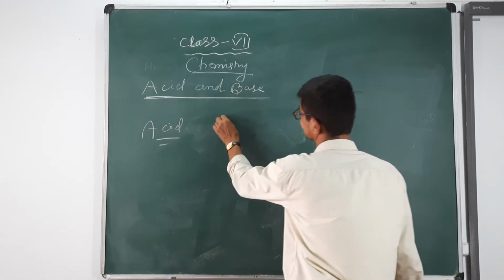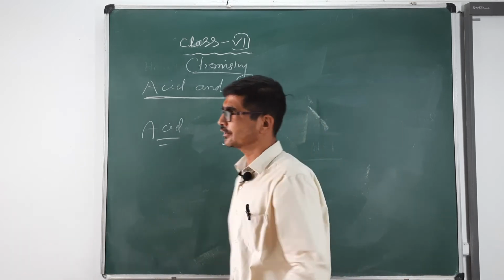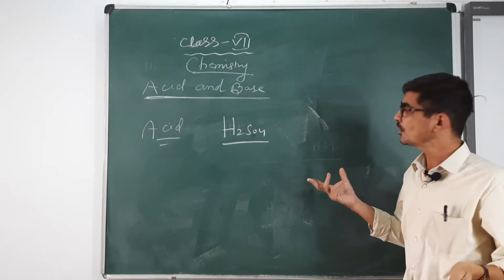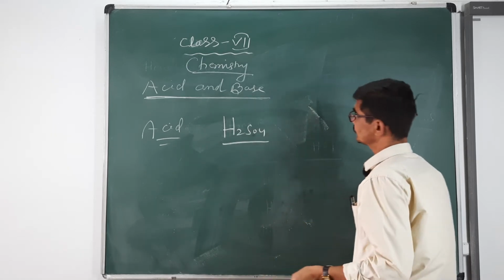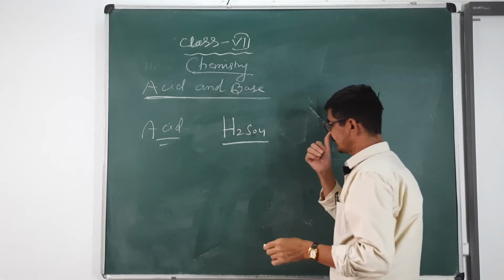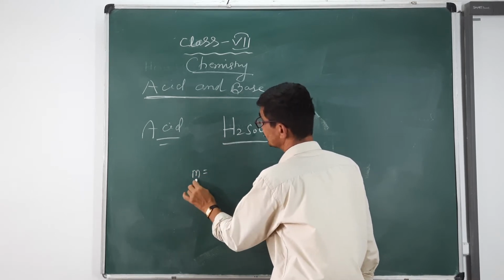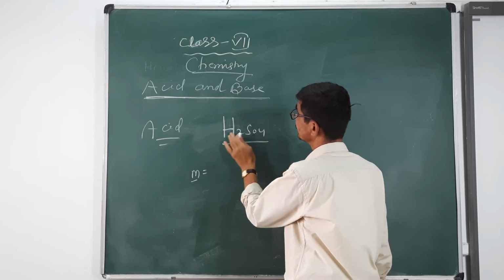Sulfuric acid is called a strong acid. But how can you say it is a strong acid without doing a practical? One thing is M. Just calculate the value of M. What is M? We will discuss later on. M is the difference between the oxygen and hydrogen.